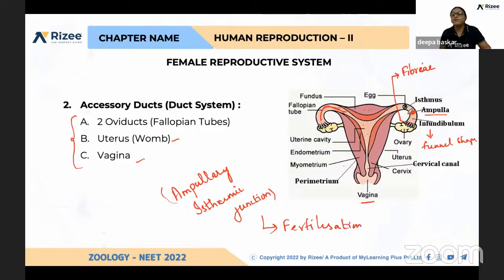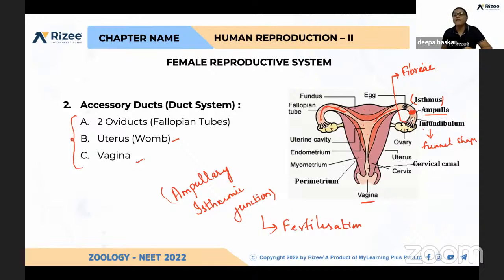Okay, and again after fertilization, the last part of the fallopian tube is the isthmus, which has the opening to the uterus. From this slide you can answer so many questions, and there is a possibility of getting questions on it. They'll give this diagram, so please don't get confused. Remember it like this: infundibulum, ampulla, isthmus.